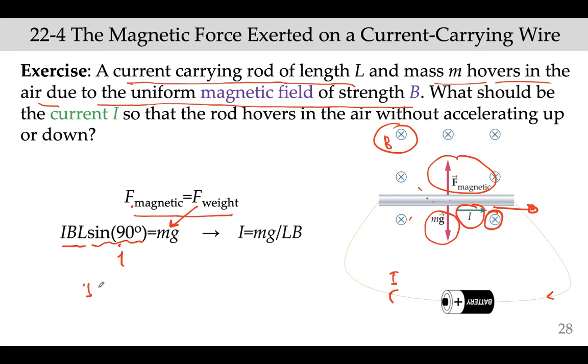So what we have here is then IBL equals mg. And if you solve for I, because here it asks what should be the current so that the rod hovers in the air without accelerating, it turns out that I is equal to mg divided by BL. Again, L is the length of the rod.